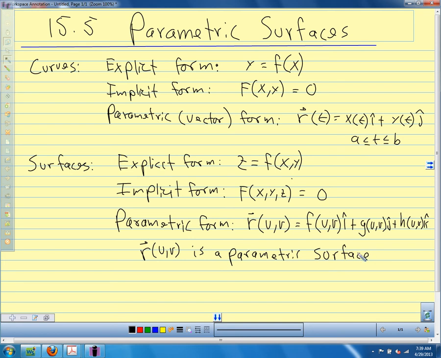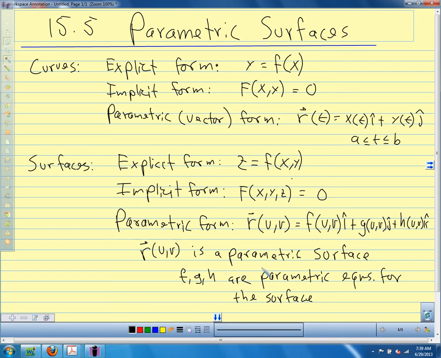And f, g, and h are parametric equations for the surface. So this is how we're going to describe our surface parametrically.